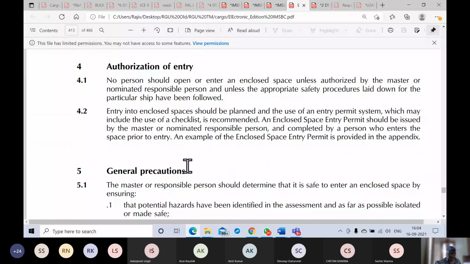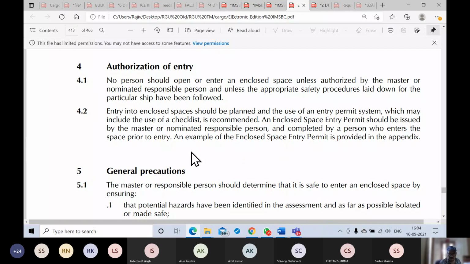First of all, there should be an authorization of entry, which you are aware. Permit to entry for enclosed space. There should be one dedicated permit made out and signed by everyone who is entering.